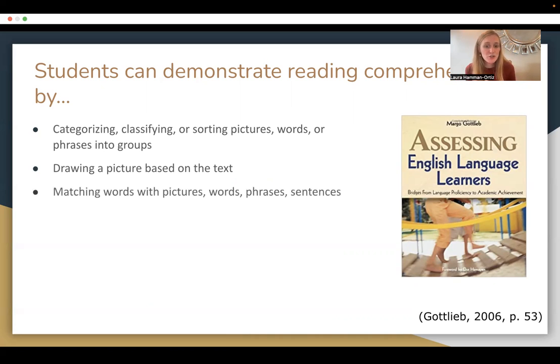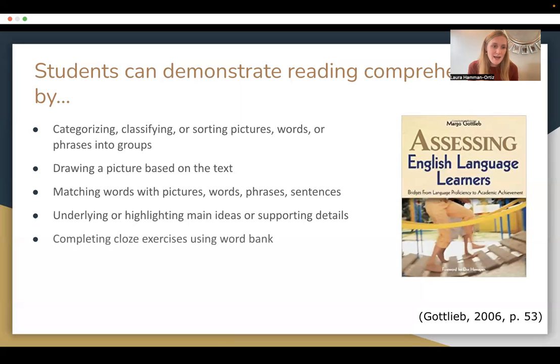They can match words with pictures, words, phrases, or sentences. Giving students some sample concepts from the passage and having them match them shows you that they understood those concepts. Another option is underlining or highlighting main ideas or supporting details, so having them annotate the text to show you that they understand what the main ideas or supporting details are. And then completing cloze exercises using a word bank, so providing students with sentences or a paragraph that have words that are missing, and they have to fill those in based on their understanding.